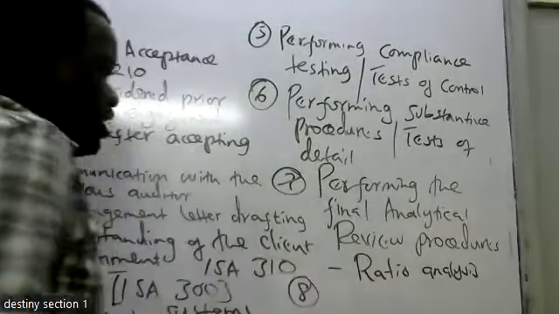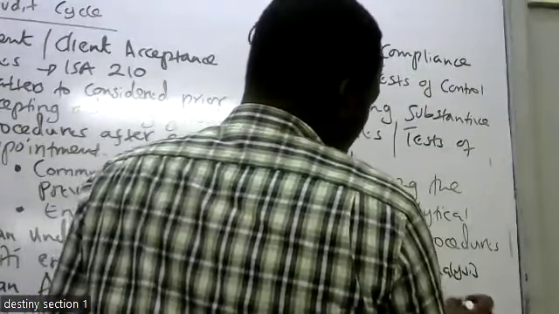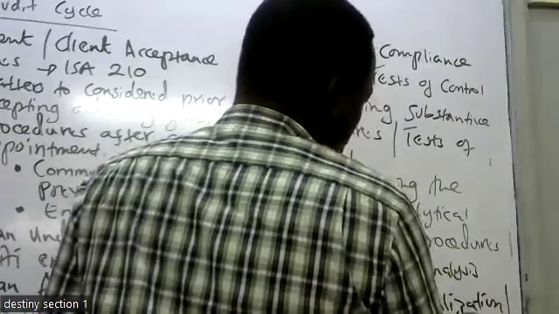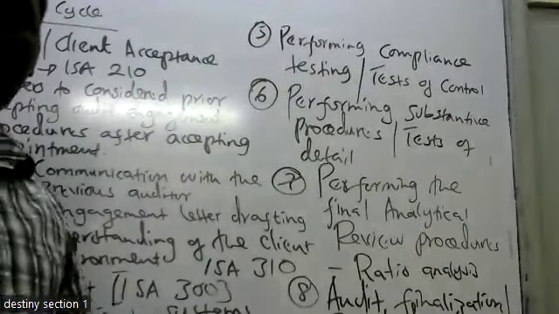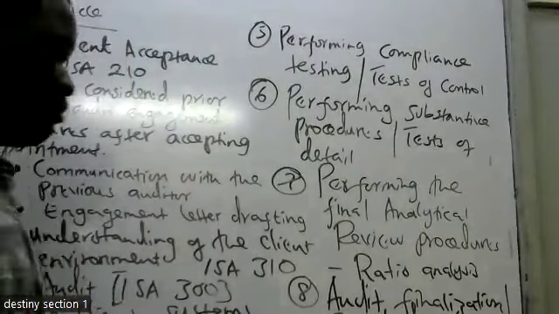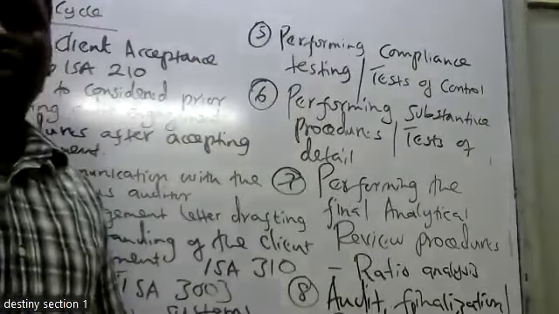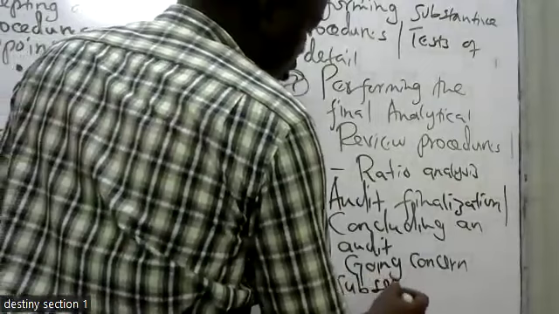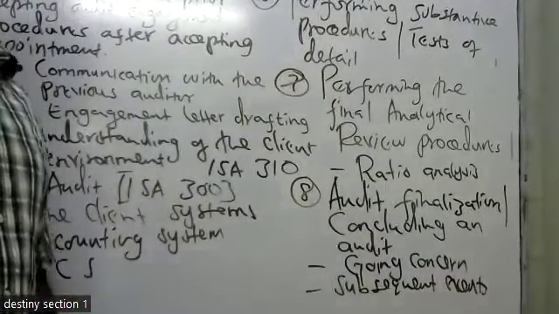Step number eight, after performing the final analytical review, is audit finalization, or concluding an audit. This is where we end the audit work by doing certain reviews. For example, we check on the going concern, whether the financial statements are prepared based on this fundamental accounting assumption. The other one is the subsequent events review. You also check whether the relevant accounting standards were duly followed.